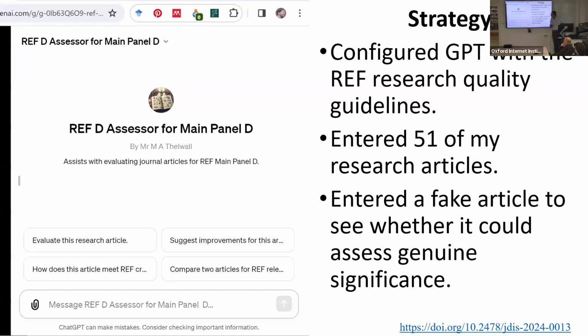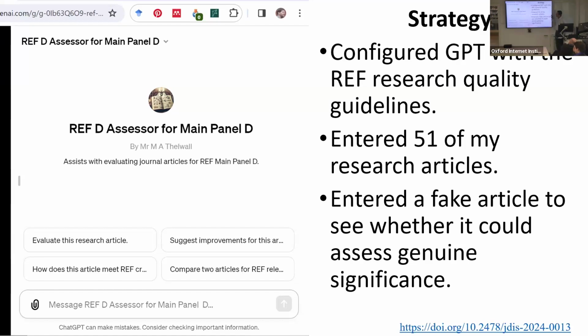So this was the question I asked about just over a year ago. I created a version of ChatGPT which is specifically designed to evaluate academic journal articles. You can feed in a journal article and it will give you one of the REF-type scores, 1, 2, 3, or 4. 4 is the top one, world leading, the descriptor for a 4-star, and 1 star would be nationally relevant research.